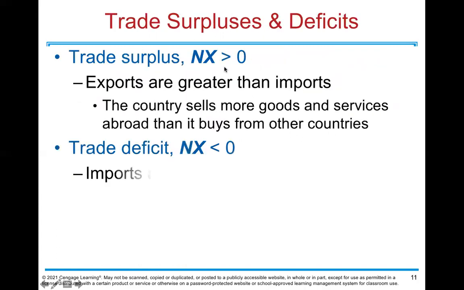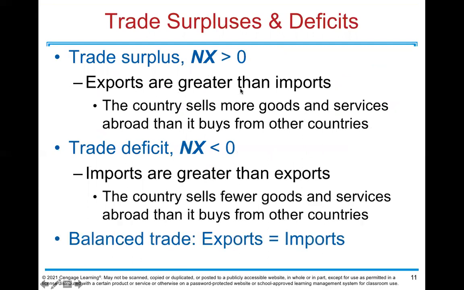So if net exports is greater than zero, then our exports are greater than our imports. And that means that we're selling more than we're buying. If we have a trade deficit, net exports is less than zero, then our imports are greater than our exports. And that means that we're buying more than we're selling, because that means that we have a trade deficit. And then balanced trade means exports perfectly equals imports, which not often happens.